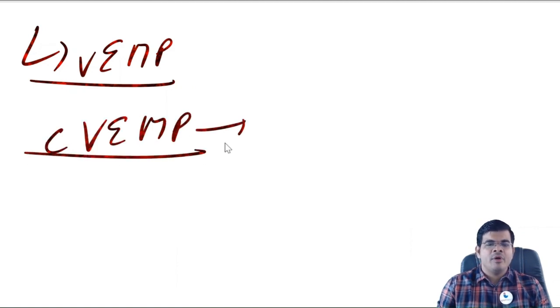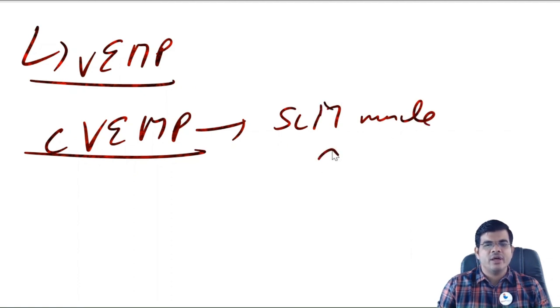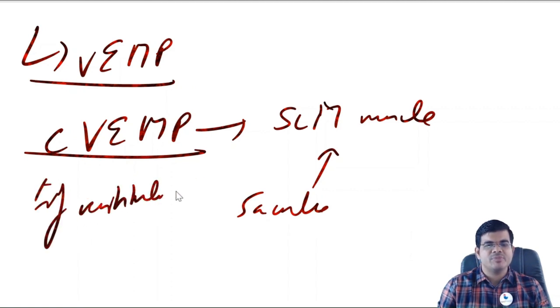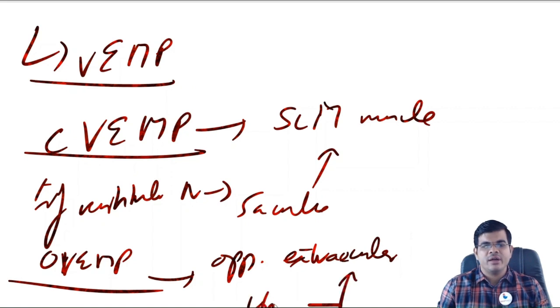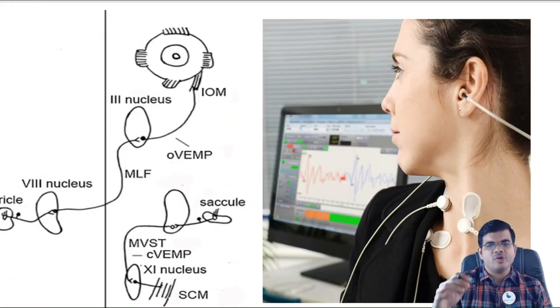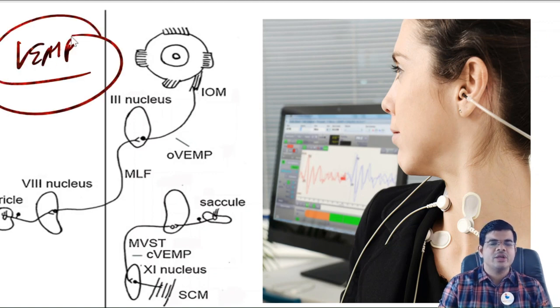Okay, in cVEMP, what is being measured? It is the relaxation of the ipsilateral sternocleidomastoid muscle with exposure to loud sounds through the saccule and the inferior vestibular nerve. Okay, this pathway is getting assessed in cVEMP, whereas in oVEMP, it is the opposite extraocular muscles that are getting relaxed with exposure to loud sound, and here it is through the utricle and the superior vestibular nerve. Okay, so that is the importance of assessing the vestibular evoked myogenic potential for an acoustic neuroma.